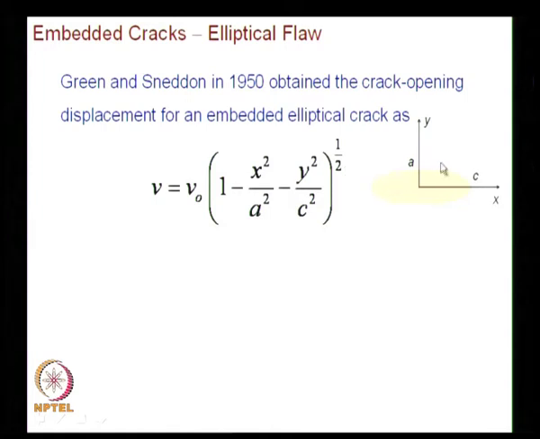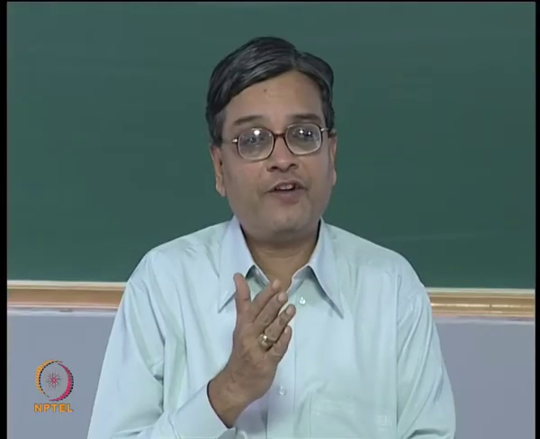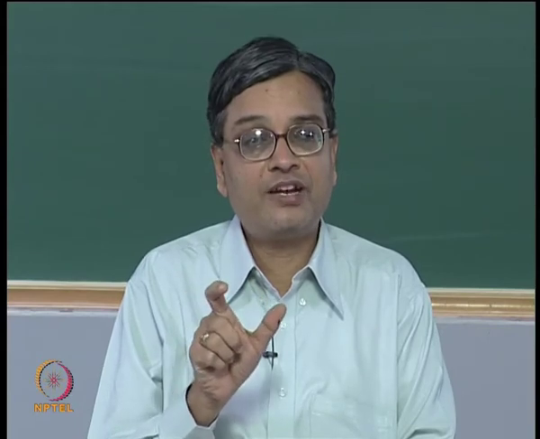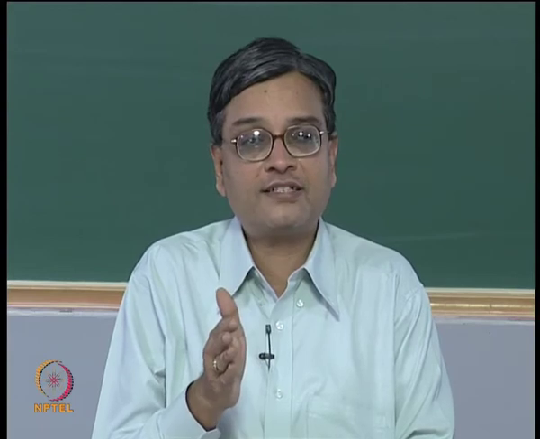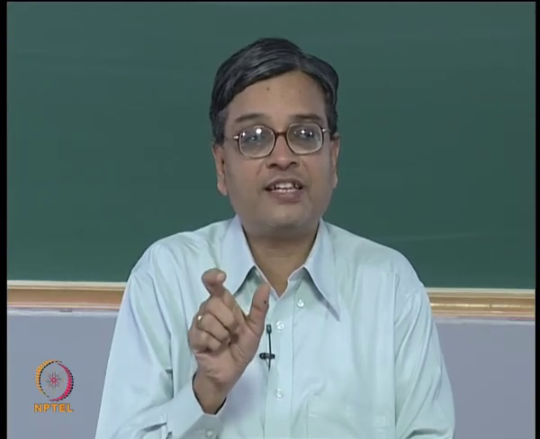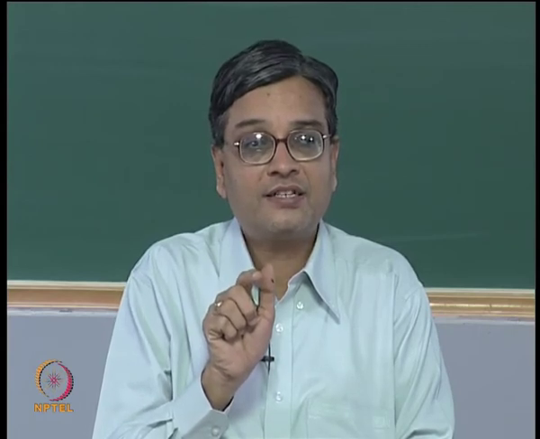Please make a sketch of the elliptical flaw. And what do you see strikingly different? All along we were defining 2a as the major axis of the ellipse when we were discussing the through the thickness crack. The moment you come to an embedded flaw, and we would also graduate to surface flaw, in all those cases the major axis is given the symbol 2c and the minor axis is given as 2a.